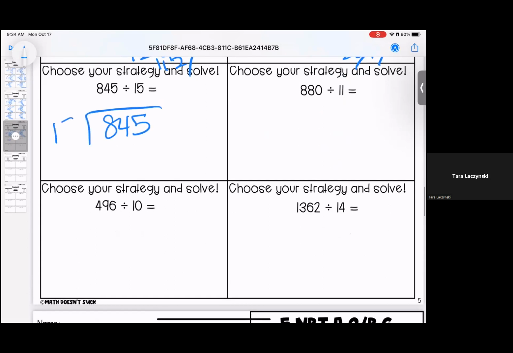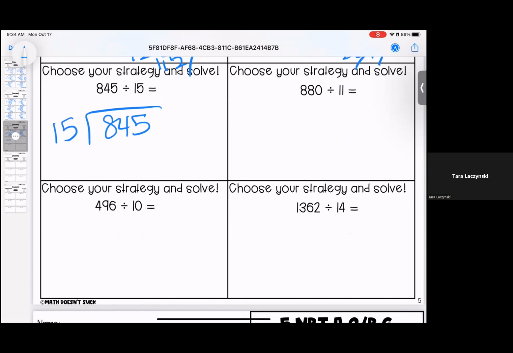Something I noticed with this problem is that they both end in 5, so 845, and I'm dividing by 15. So my brain kind of likes this one, but let's see how it works out. So we know that 15s are not that bad to skip count by. 15, 30, 45, 60, 75. The closest that I'm going to get with this one is going to be 75.